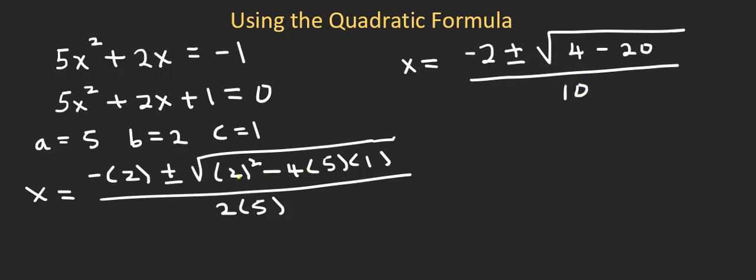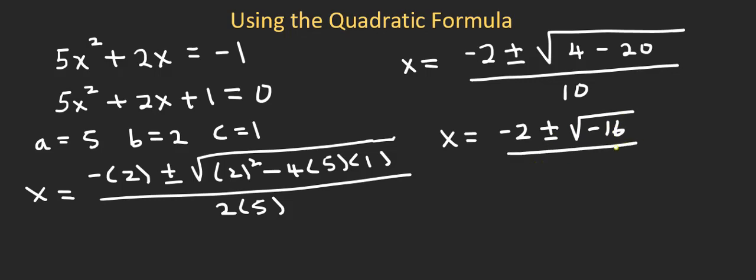You want to do the exponent first before you multiply. And also, do not subtract. In other words, don't say 4 minus 4 is 0 and 0 times 5. You don't want to do that. Make sure you follow the order of operations. And you get radical negative 16 over 10. And what is radical negative 16? That's 4i.